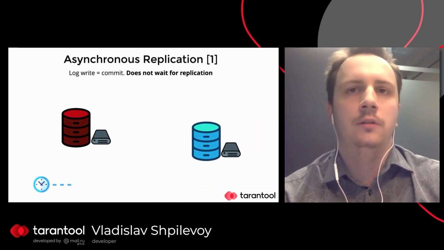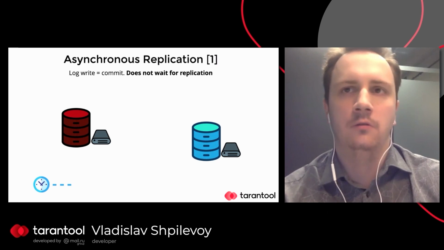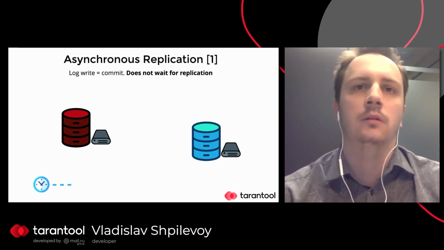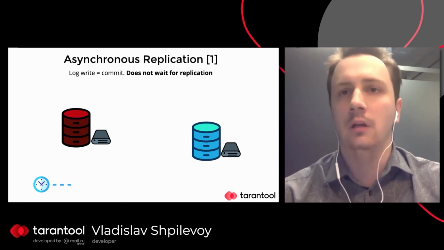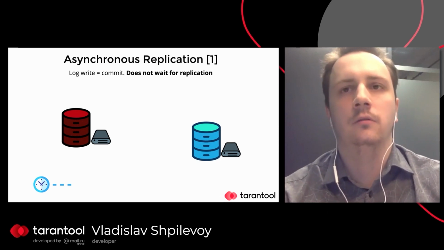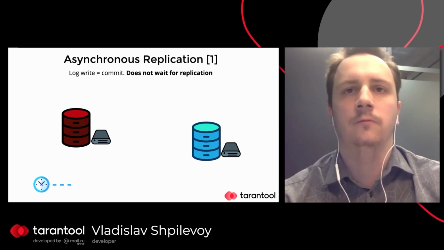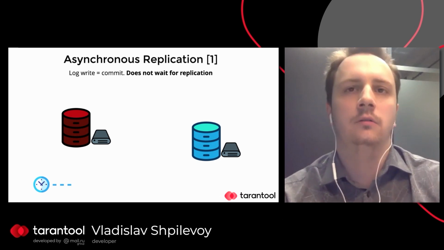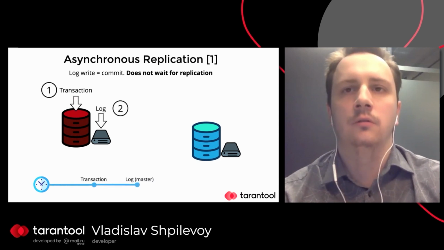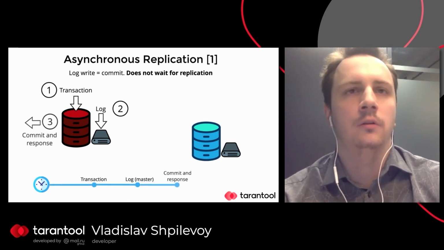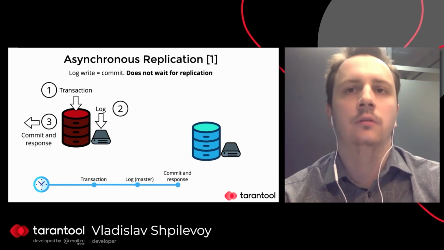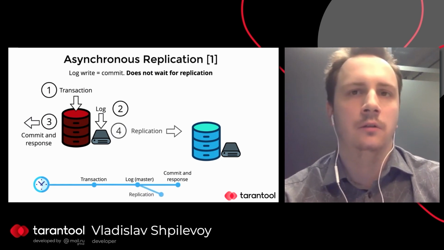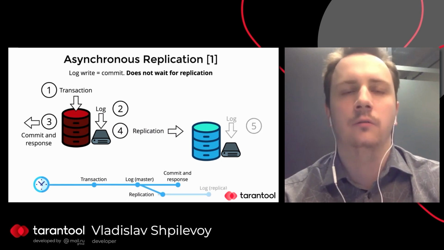Here is how asynchronous replication works. Its core idea is that for a transaction to be successfully committed, it's enough to save it to the local log on disk on the master node. Life cycle of transaction looks as follows. Transaction appears on master, goes to its log on disk, is responded to the client as successful, and its changes become visible. Then it's replicated to other nodes and is written to their logs.